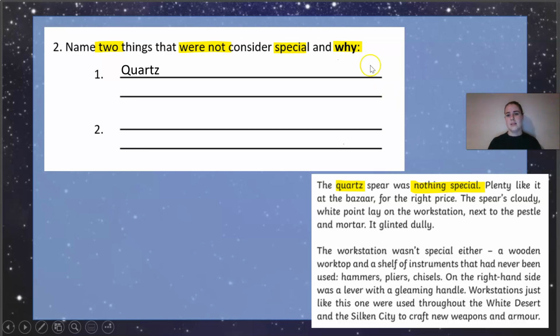But if I have a look here, it said why. So I need to investigate further as to why that quartz isn't special. I need to read on. Here it says, plenty like it at the bazaar for the right price. That means if there's plenty of it, it's not going to be very rare, is it? That's why it's not something special, because everyone's going to be able to have it. So here I would say, because there is plenty and it's not rare. That means there's lots of it for everyone to have, therefore everyone's got it, so it can't be special.